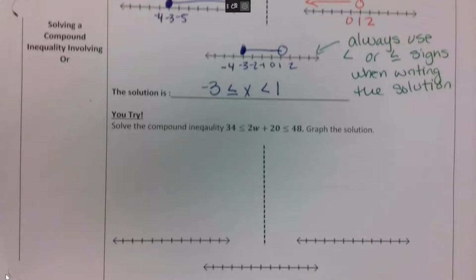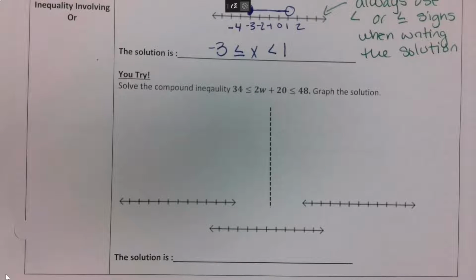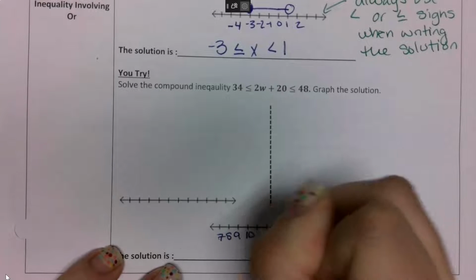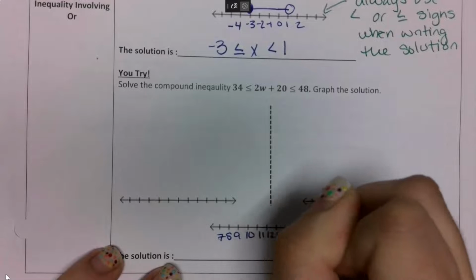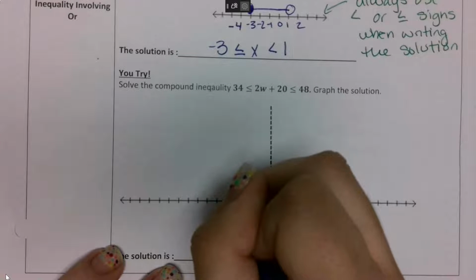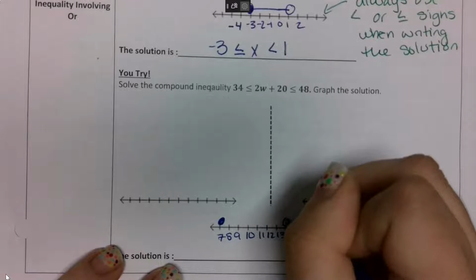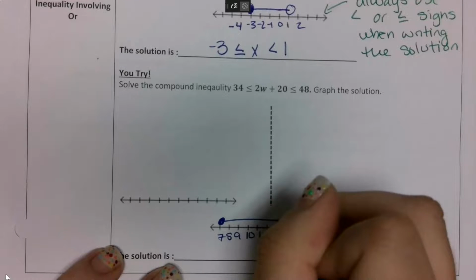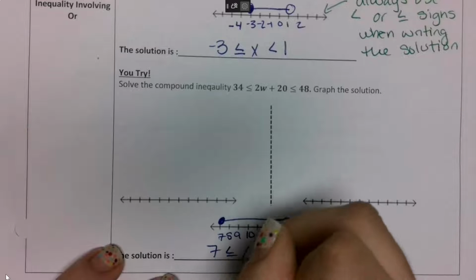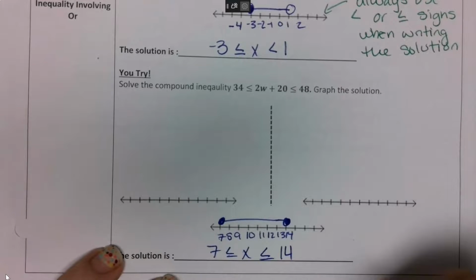Okay, so I am going to go over the final answer here. You guys should have the work from your whiteboard. So you should have a closed circle on 7 and a closed circle on 14 and the lines in between them. So your final answer is 7 is less than or equal to x is less than or equal to 14.